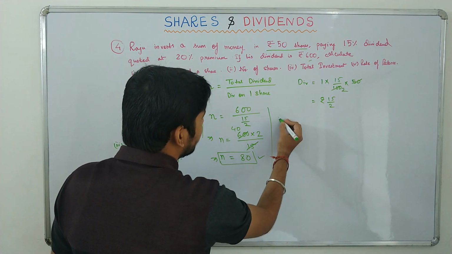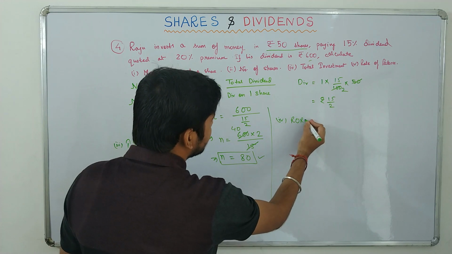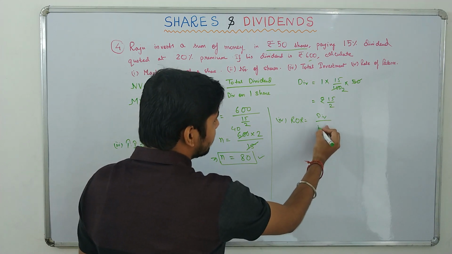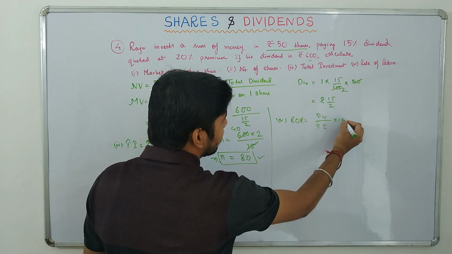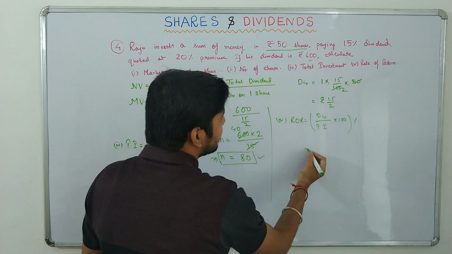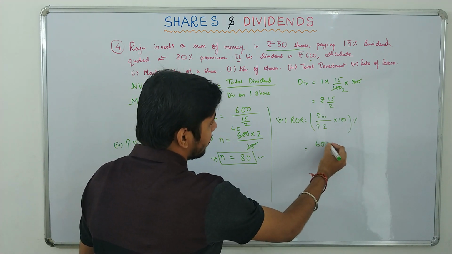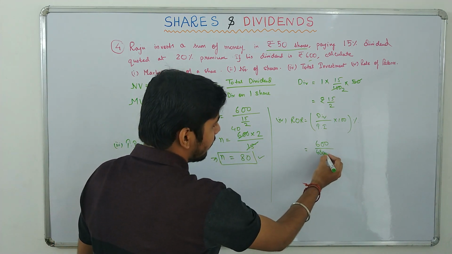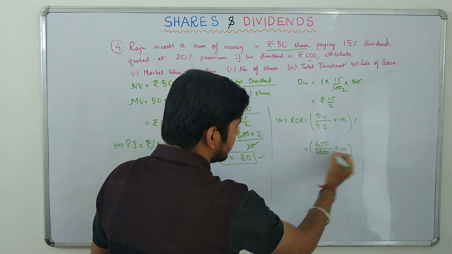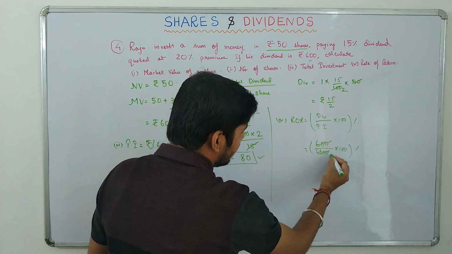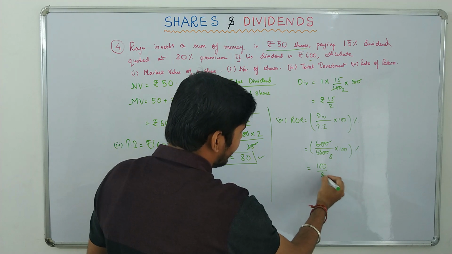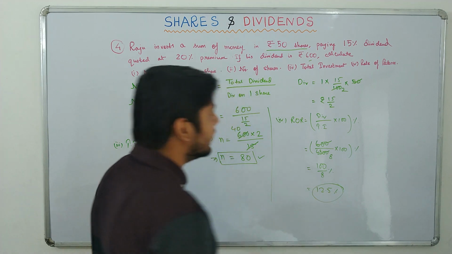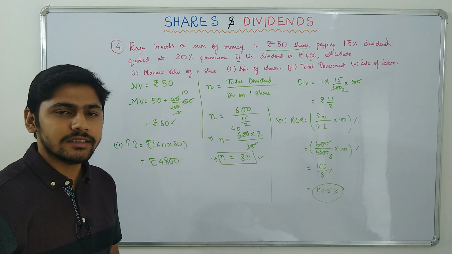And finally we have to calculate the rate of return. That is also very easy. We know the formula. Rate of return is equal to dividend, that means the total dividend, divided by total investment into 100%. So we have the dividend given, rupees 600, divided by total investment, which we calculated as 4800, into 100%. So 8, so we get 100 by 8%, which is 12.5%. Your final answer. Now we'll move on to the next sum.